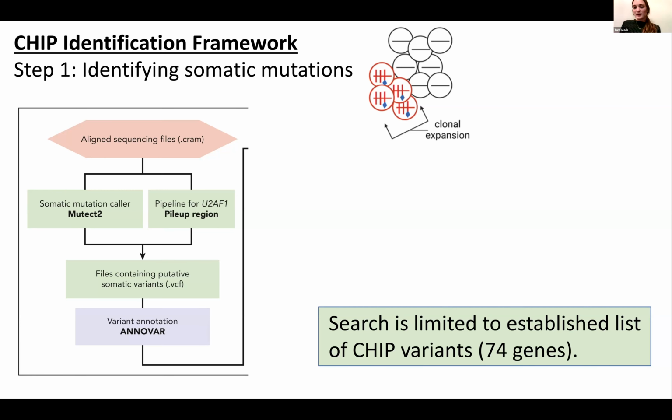And we tend to limit this search to our established list of CHIP variants. So we'll say, we only want an output from these 74 genes and these specific variants, so we don't waste resources calling on the entire genome. Once we have this list of variants, this gives us a baseline to start from: somatic mutations that are potentially CHIP variants. And so that's the first step that you would go through.